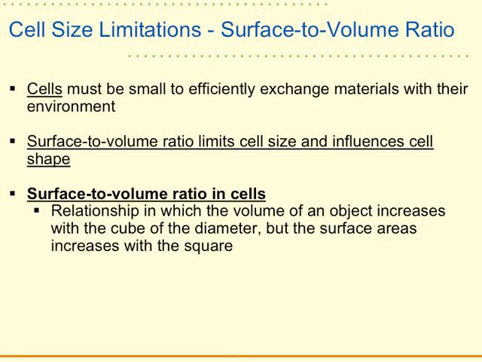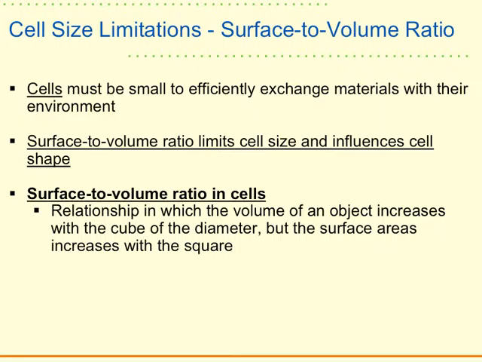So cell size is really interesting. Cells must be small enough to be efficient at exchanging materials with their environment. They're doing work. They're breaking down and generating molecules of life that you need to function. They have to be able to move that around, and they have to be small enough to be efficient at it. So a surface to volume ratio limits cell size, and it influences cell shape. If you get too big and your volume's really massive, your messages can get lost.